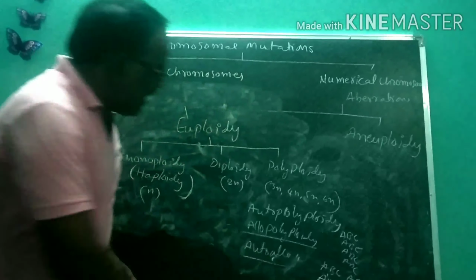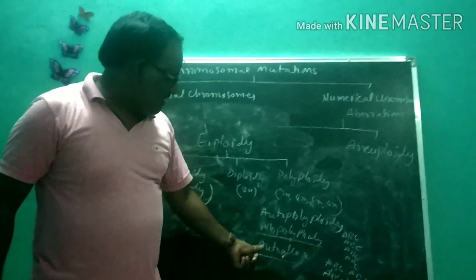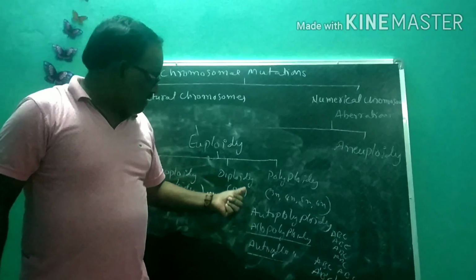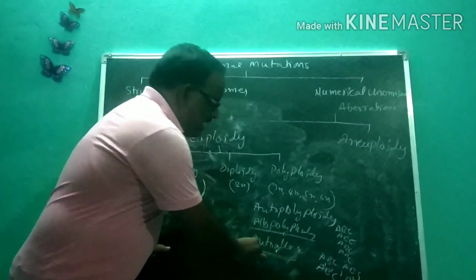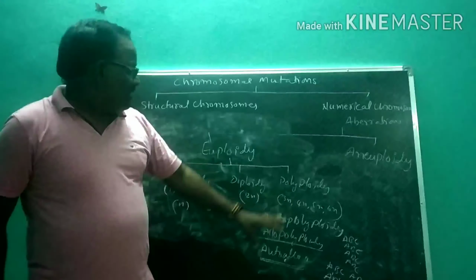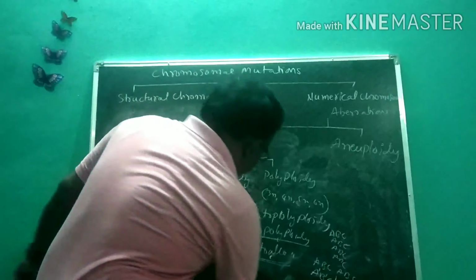Finally, autopolyploidy and allopolyploidy are very different. Why? Because both are doubled two times, sometimes autopolyploidy and sometimes allopolyploidy. So the polyploids here are very dissimilar. These are all euploidy. Let me explain aneuploidy.